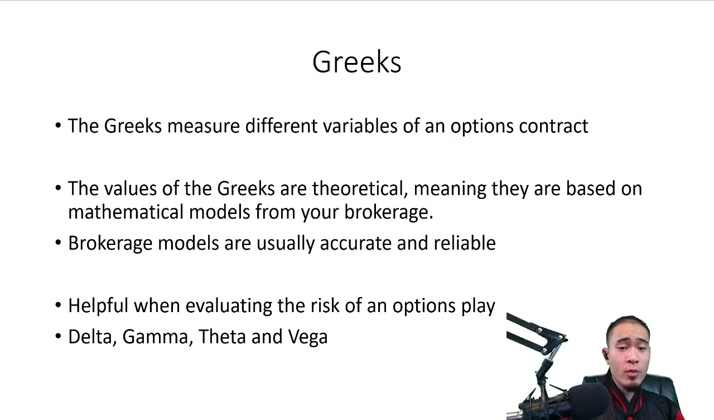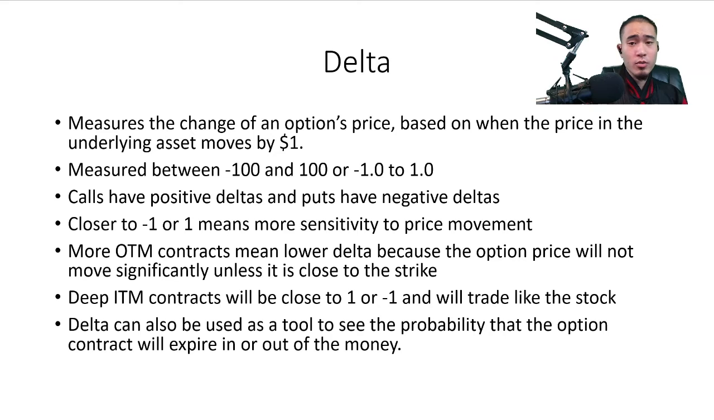The Greeks are helpful when evaluating the risk of an options play. And we're going to be talking about Delta, Gamma, Theta, and Vega, which are by far the four most important Greeks. Alright, let's start with Delta.